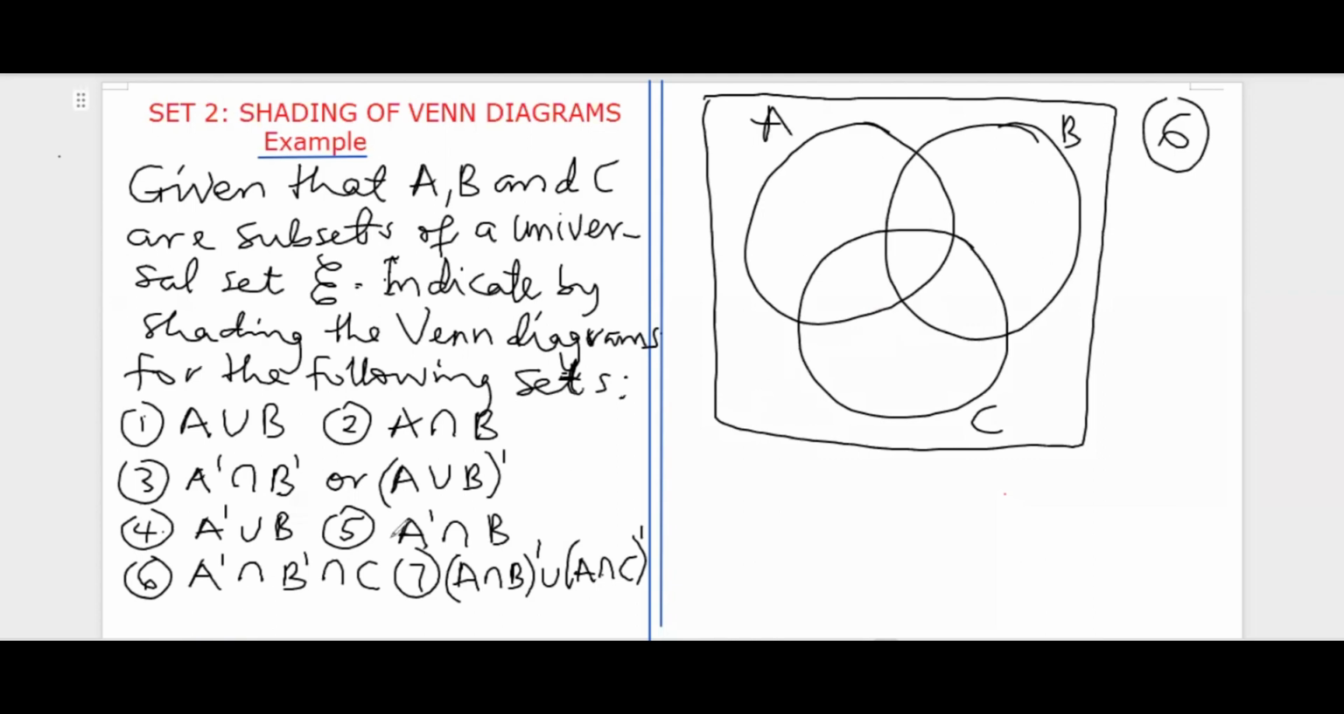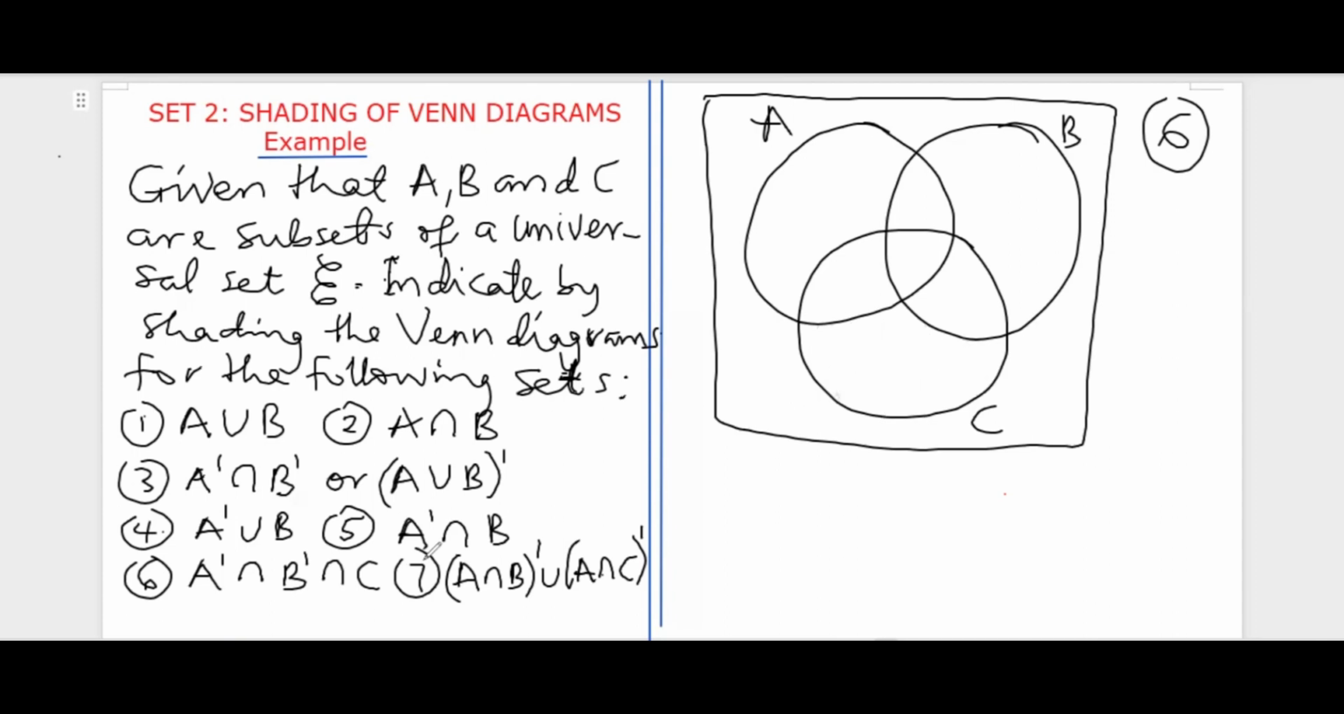Number 6 demands that we find A prime intersection B prime intersection C. This one is like only C, excluding B and A. C only, excluding B and A. So the answer to that one is shading this place. That is only C.